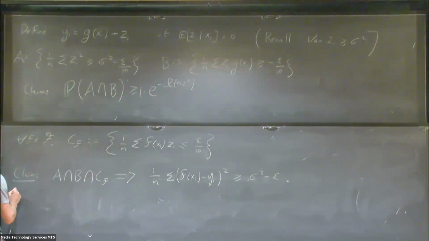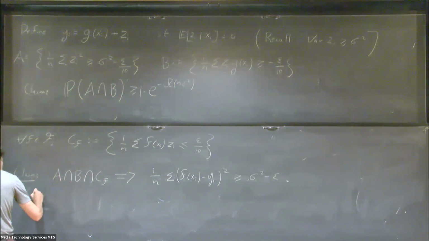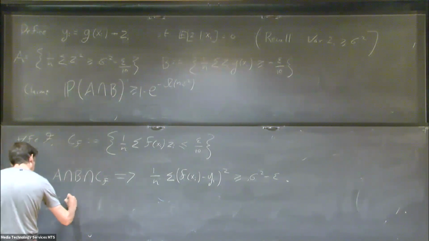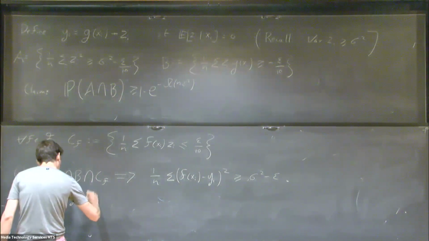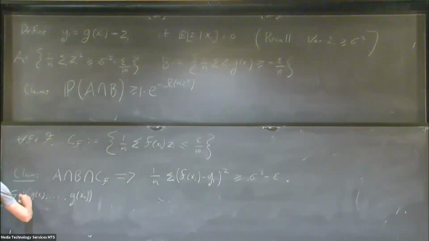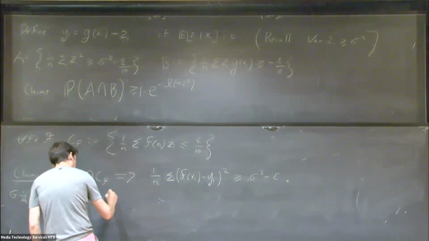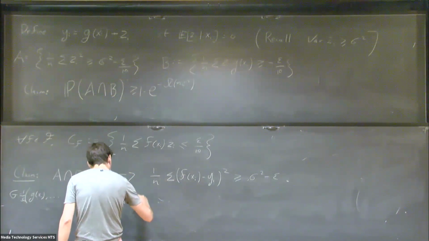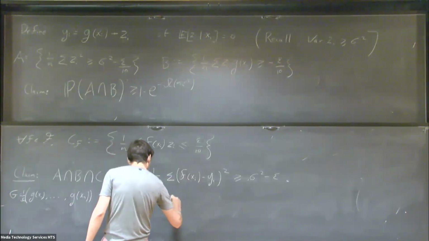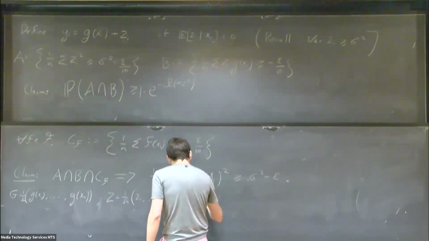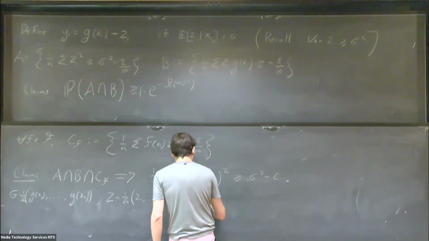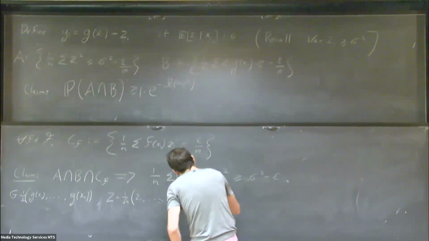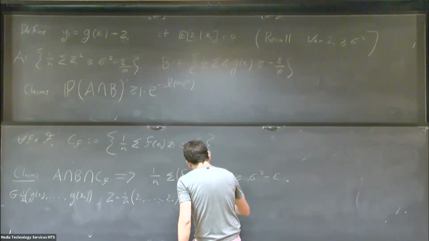Let's define G as the vector gx1 up to gxn, normalized by 1 over root n. Z is 1 over root n times the vector z1 up to zn. And f is the vector of the f's.